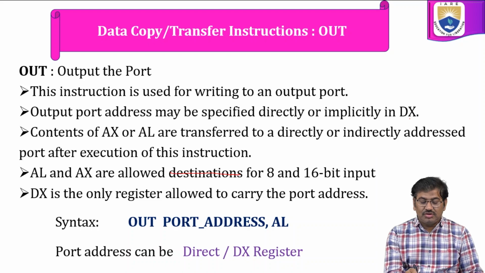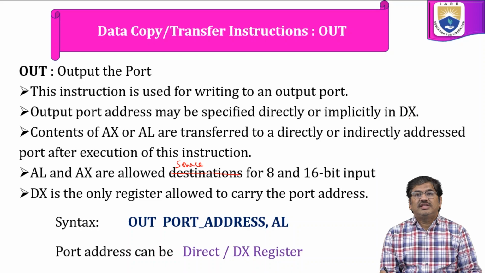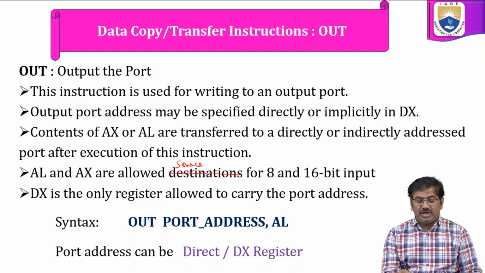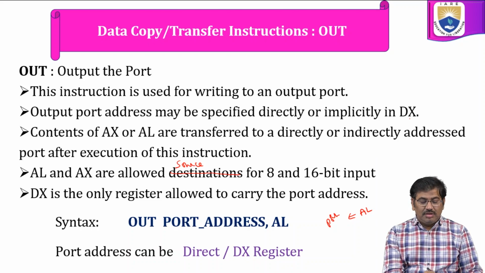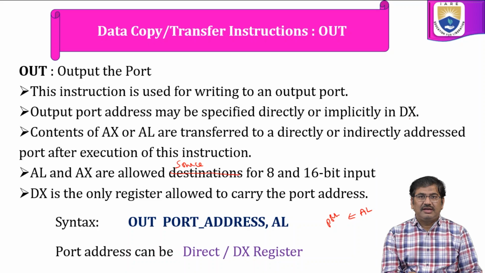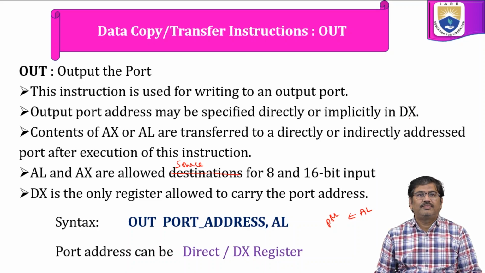No, this is not destination, source. DX is the only register allowed to carry the port address. The syntax of the instruction is OUT port address, AL. So now this instruction will fetch the content of AL into an IO port whose address is specified either directly or indirectly. The port address we can mention directly in the instruction, otherwise through the DX register.